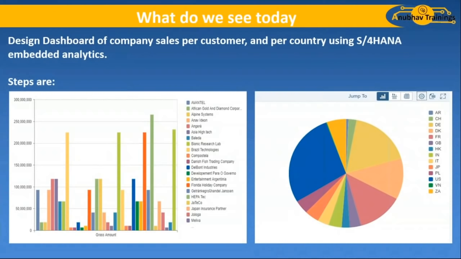So let's talk about what we're going to do today. Today we will look at this scenario. We need to utilize our capability of S/4HANA and build a dashboard application like shown below in the screenshot, where we want to show total sales of a company per customer and also per country in a pie chart using S/4HANA embedded analytics. You can see the screenshots below taken from the live application. This is what we want to build.